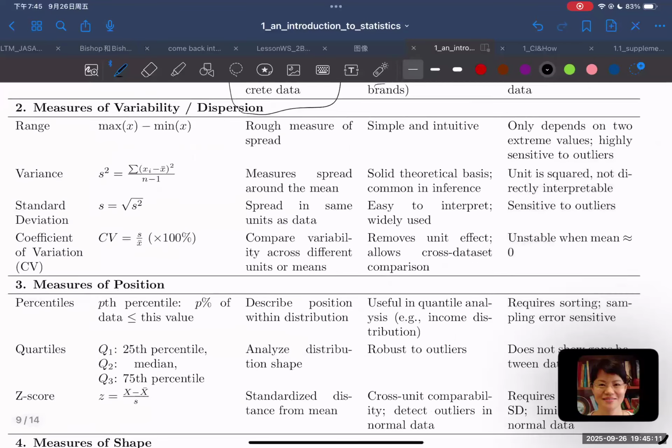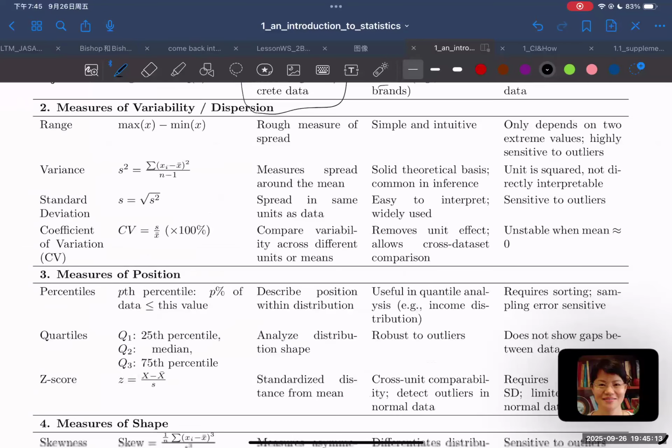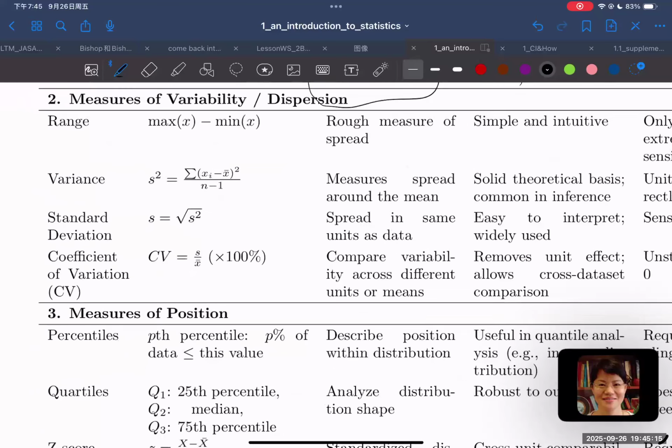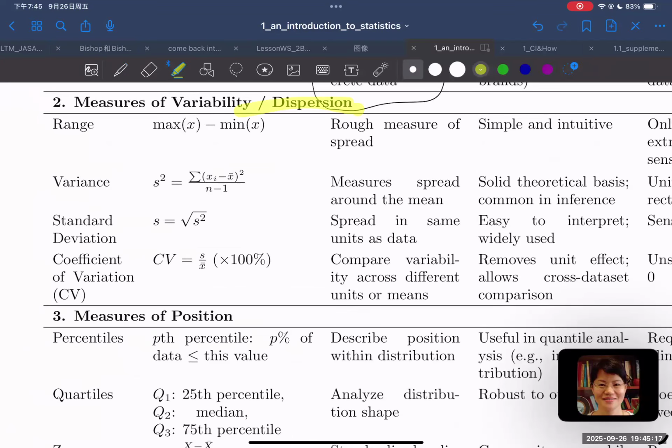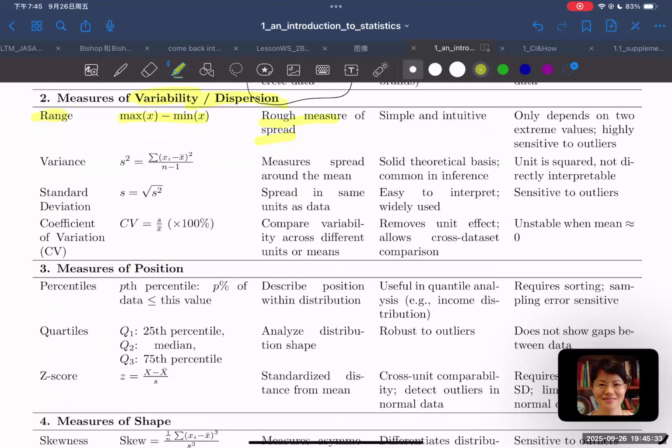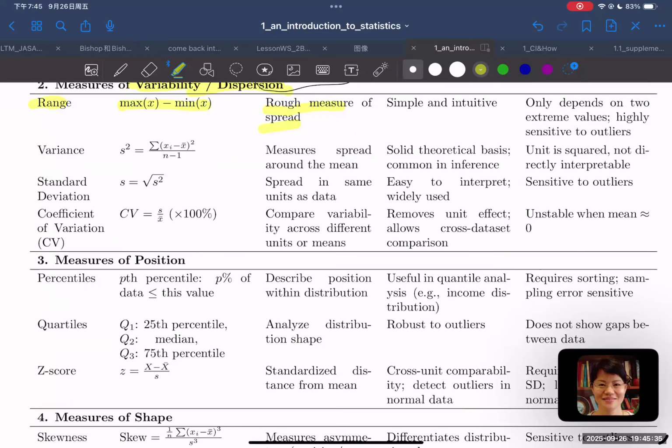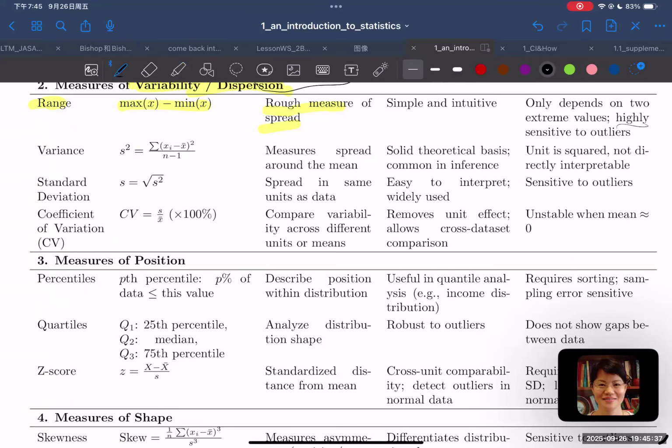Yeah. For the next one, the measurements about variability and dispersion. So here is some knowledge you guys need to grasp. The first one is about range. Range just uses the difference between the smallest and the largest. So this is a rough measure of spread, right? For this one, it's simple and intuitive. Yeah, but pay attention, it is highly sensitive to outliers.